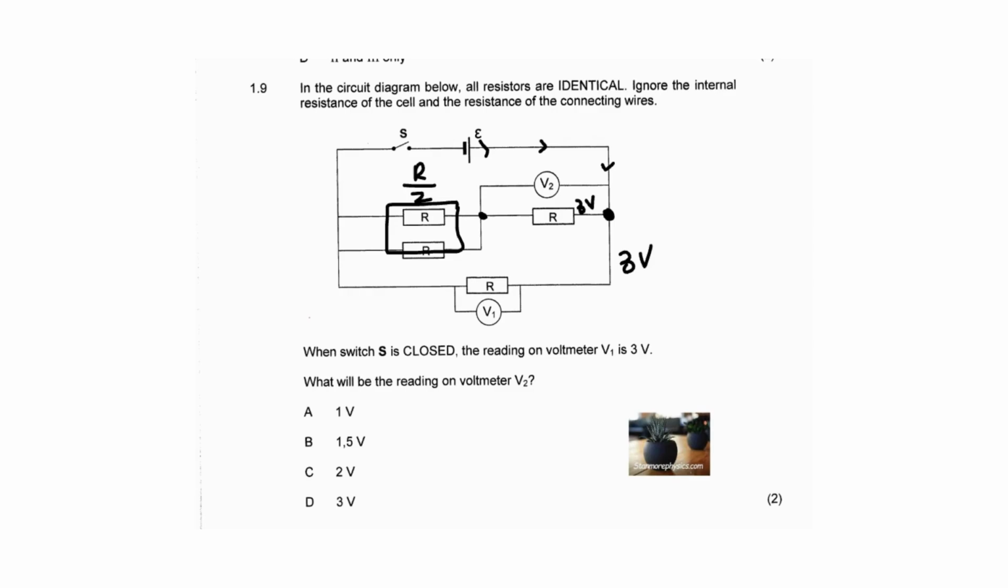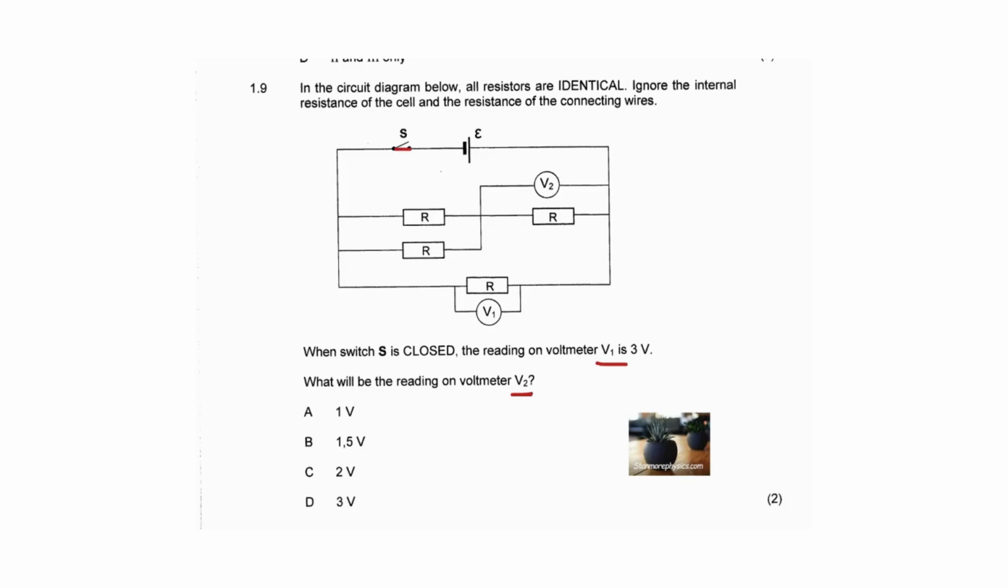In the electric circuit diagram below, all resistors are identical. Okay, I need to erase that because I was working on that. In the circuit diagram below, all resistors are identical. Ignore internal resistance of the cell and the resistance of the connecting wires. When switch S is closed, the reading on voltmeter V1 is 3 volts. What will be the reading on voltmeter V2? So when we close that switch.